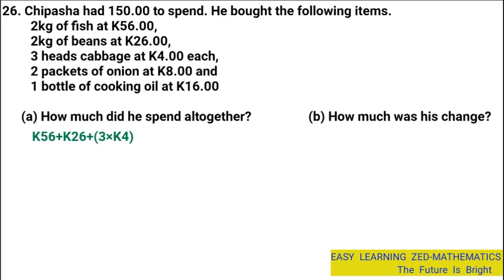It is that 2 packets of onion were sold at 8 kwacha. When he bought 2, he paid 8 kwacha. So be careful, you don't add two 8s. So you will say plus 8. Then 1 bottle of cooking oil at 16 kwacha. So you say plus 16 kwacha.